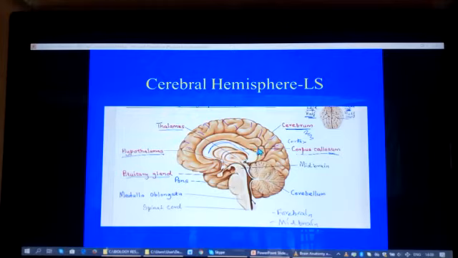Now, when you open up the brain, as will be seen in the animation that I will run later, we've said that the brain is made up of two halves. So it is separated by a fissure along this region.